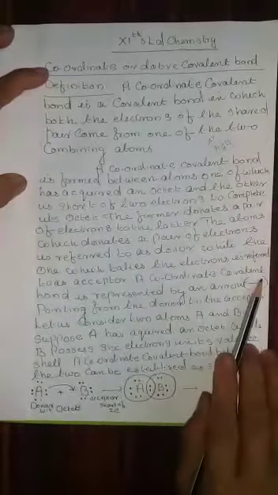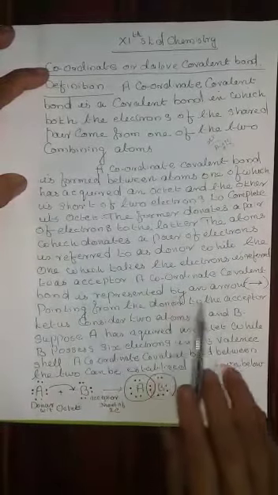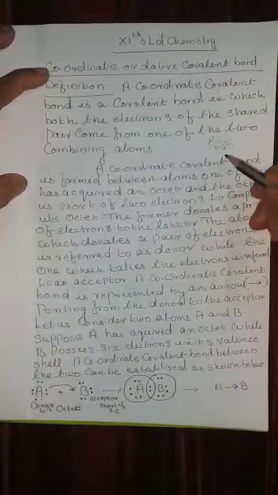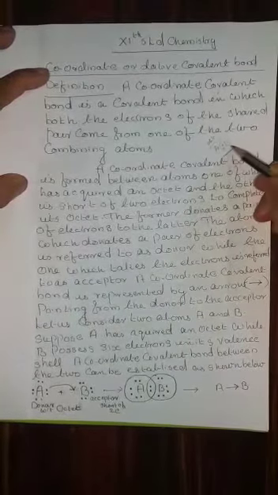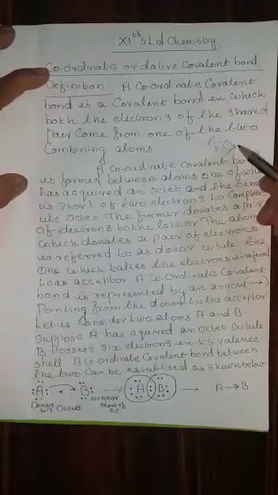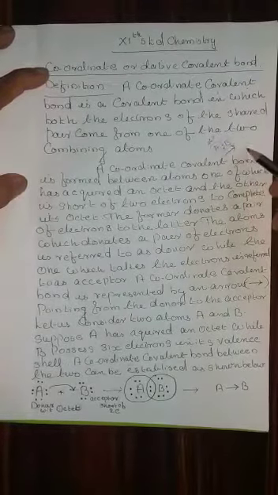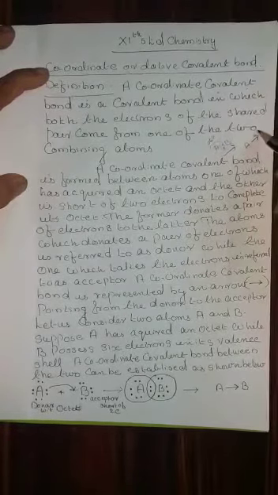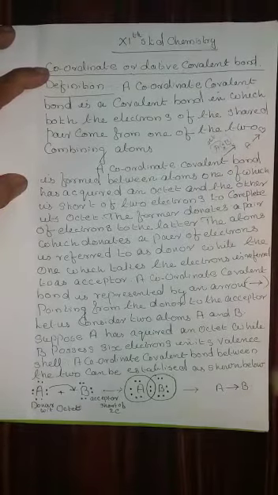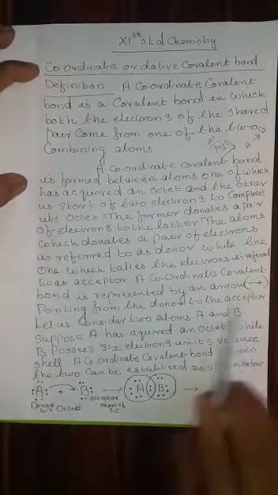A coordinate covalent bond is represented by an arrow. That means from the donor to the acceptor, that is from A to B. That is the representation of the coordinate bond.